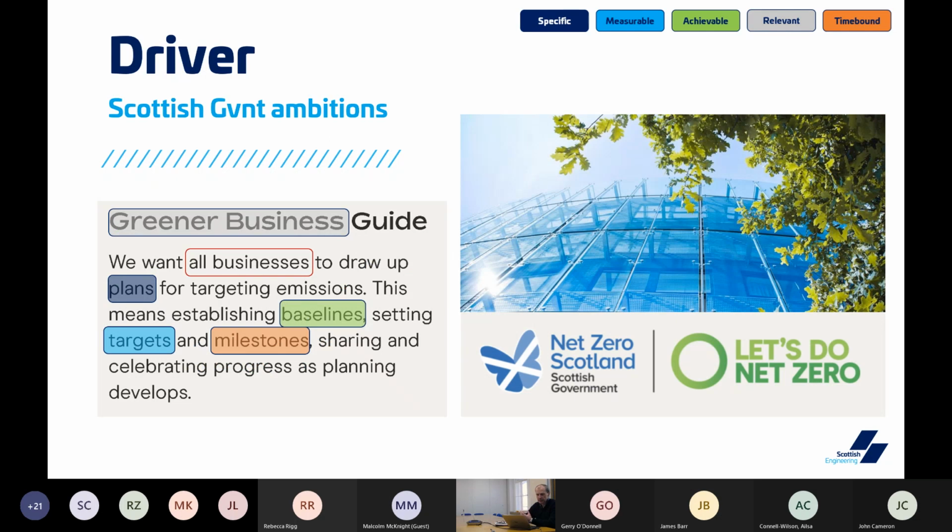And if you look at the Scottish government ambitions, it's another driver closer to home. What they want to do is for all businesses to become greener, and that's going to be relevant. And to get there, they want them to have plans. And that plan is to include baseline, target, and milestone. Basically, you can see it as SMART.